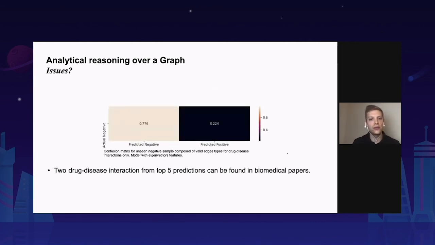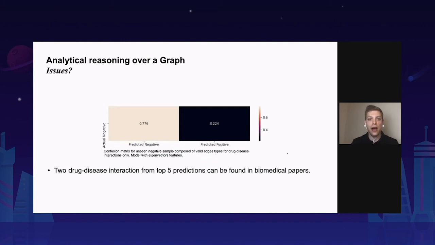Then I added to a compute graph, not to the GNN yet, as I have to get more data, drug disease interactions, and I computed the same. I got the negative edges that don't exist in our graph, and 22% of them were predicted as positive. When I got the top 5 predictions, it turned out that 2 of these drug disease interactions actually exist and can be found in biomedical papers.